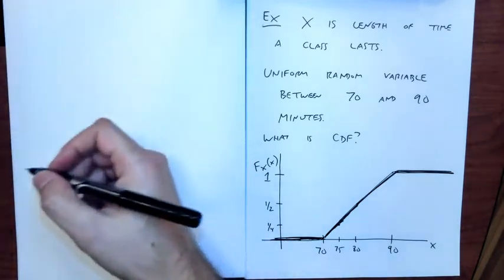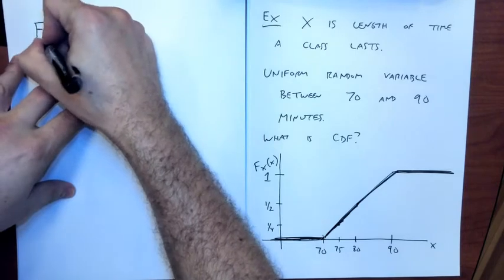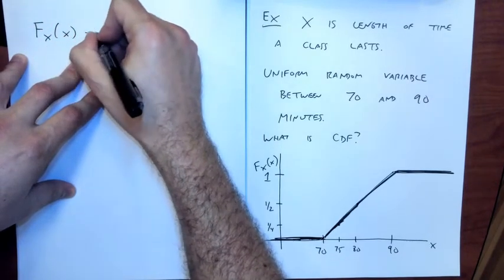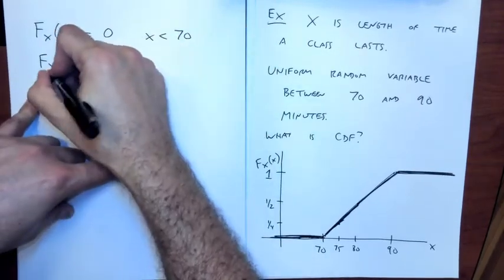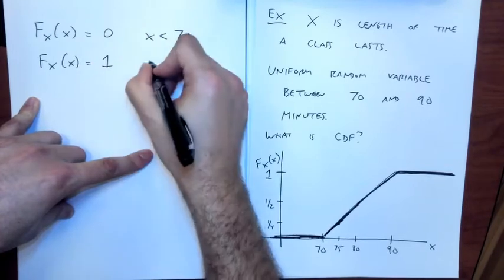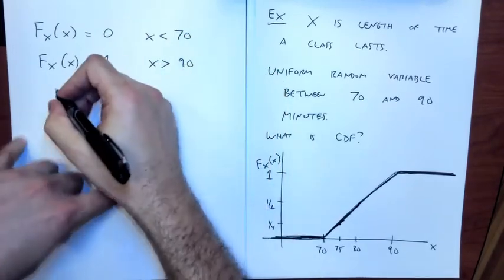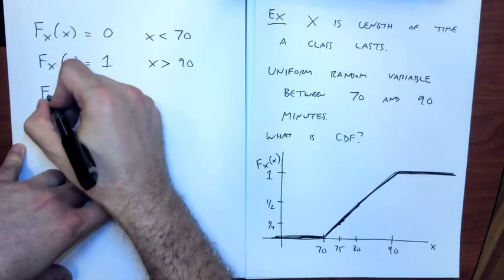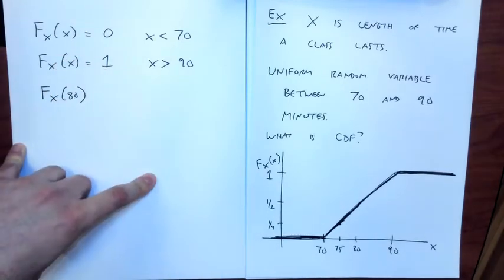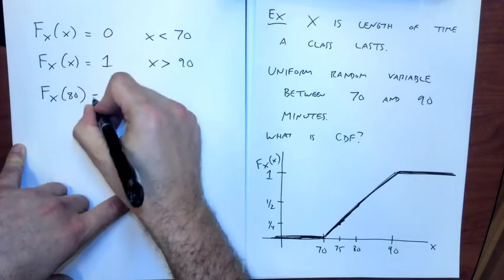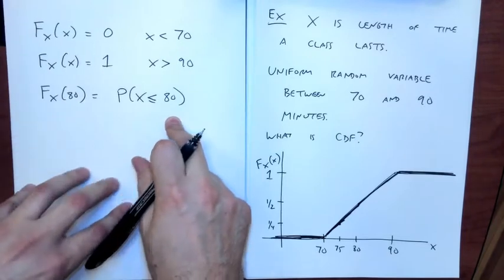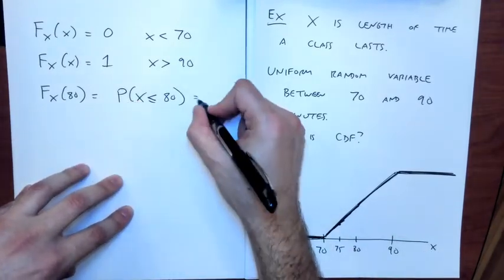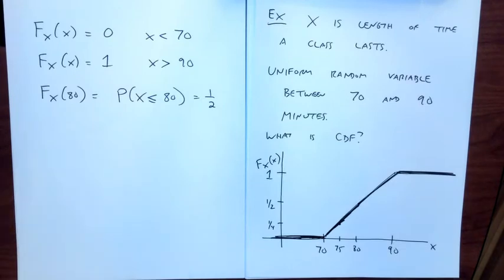So let me just write down what I just said. The CDF is clearly 0 if I'm less than the lower limit, and it's clearly 1 if I'm greater than the upper limit. And for example, if I look at the probability that the class lasts less than 80 minutes, if I look at this picture, it's a half. That's the intuition, that this is halfway between the 2 values.